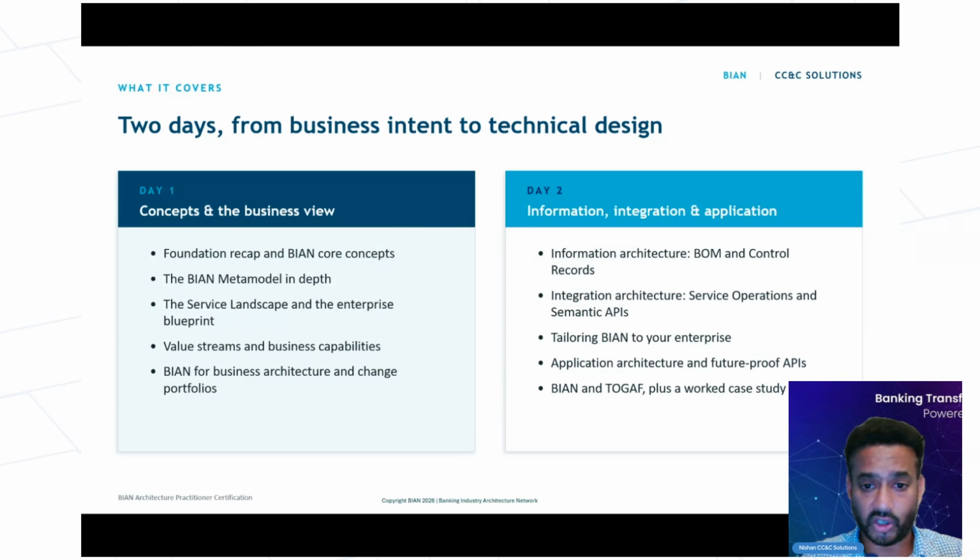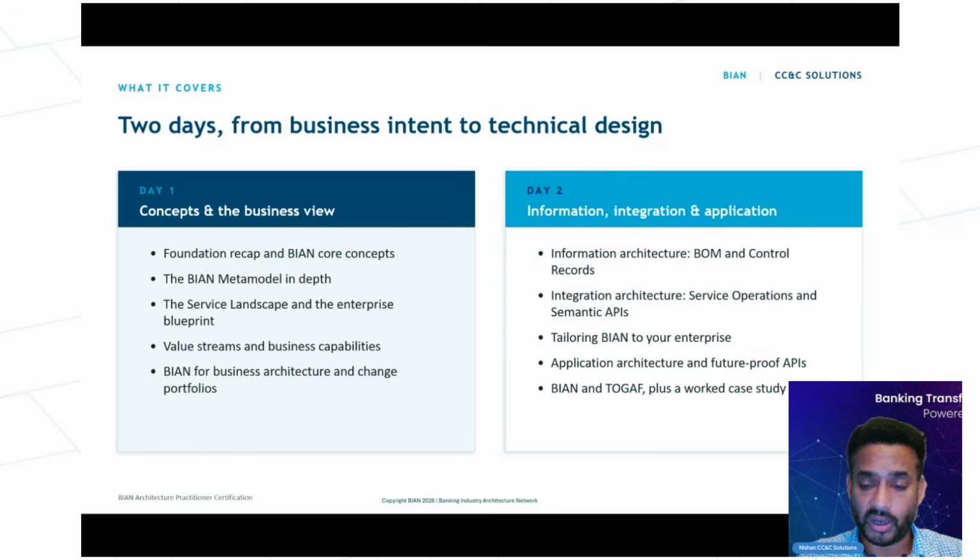And this is a new component that's been introduced to really bridge that much needed jump from the business strategy and the change investment planning down into the solutions that you build and your tech and your application and technology assets. So very, very crucial concept. And related to that is BIAN for business architecture and change portfolios. So day 1 really has that business focus.